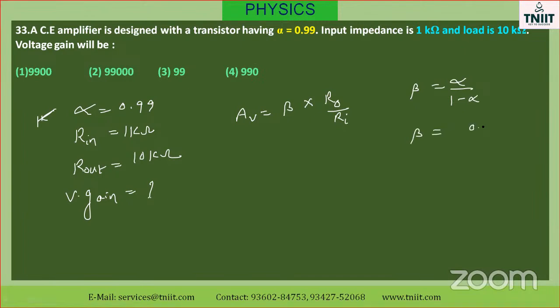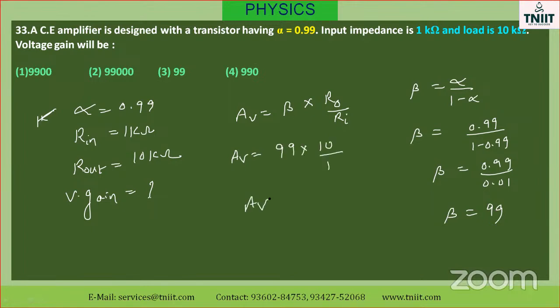Alpha value is given as 0.99, divided by 1 minus 0.99. So this is 0.99 by 0.01, right? So beta value is 99. Output resistance is 10, input is 1. So 99 into 10 will be how much? 990. This is how we are going to find the voltage gain in the case of a common emitter amplifier.